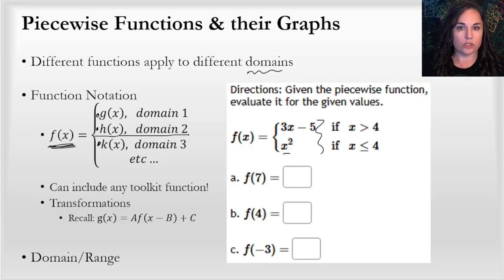Often you will see just two of them, as you notice in the example over here. But there could be more than that. There could be an infinite number of piecewise functions. It can include any toolkit function. As long as it's a function, it can go into a piecewise function. Remember, transformations apply. Any transformations that apply, we can use as we're looking at those constituent functions.